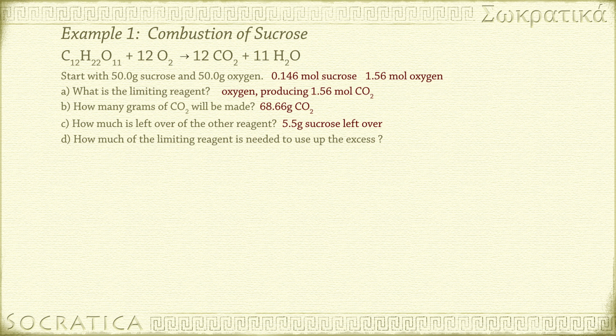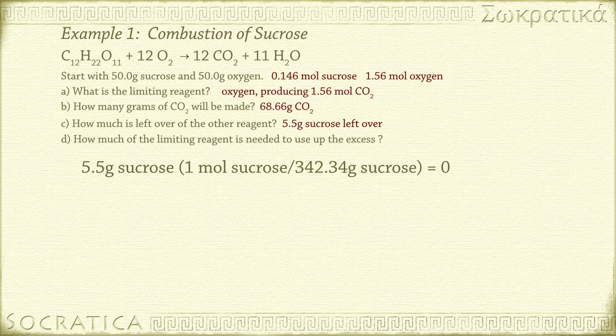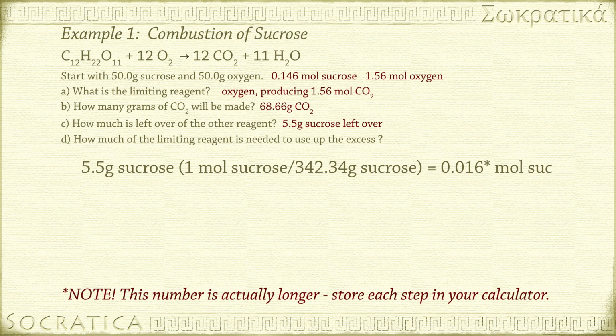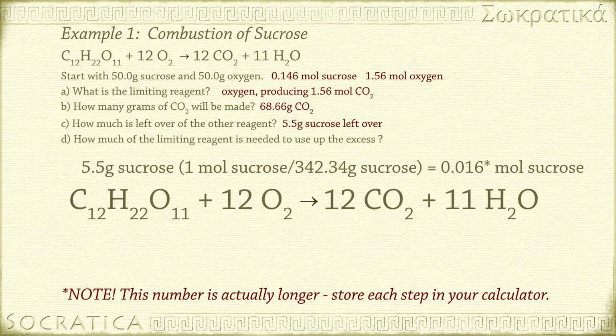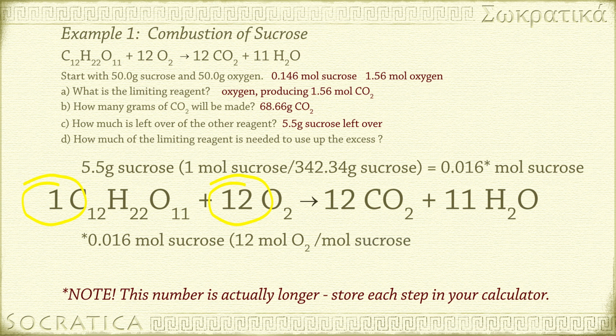How much oxygen does that correspond to? We'll convert to moles of sucrose and then use the balanced chemical equation to find out how much oxygen that means. 5.5 grams of sucrose times 1 mole of sucrose per 342.34 grams of sucrose equals 0.016 moles of sucrose. From the balanced chemical equation, we see that for every mole of sucrose, we need 12 moles of oxygen. So we have 0.016 moles of sucrose times 12 moles of oxygen per 1 mole of sucrose equals 0.193 moles of O2.